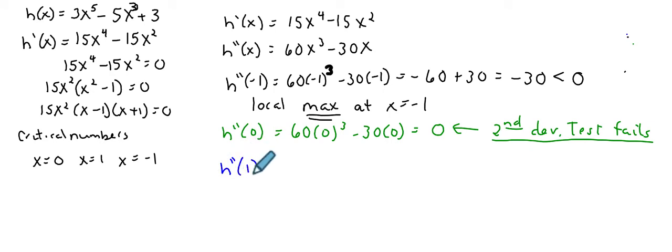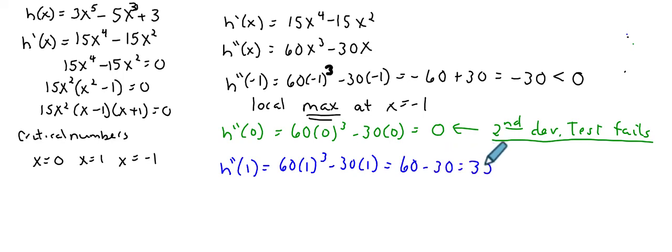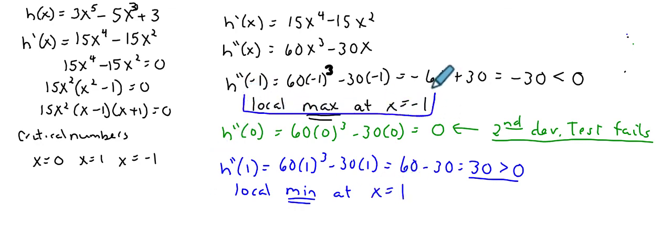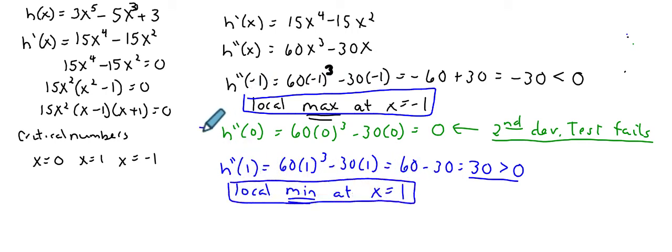So our second derivative at 1. Well, that's going to give me 60 minus 30, which is positive 30, which is greater than 0. And if my second derivative at my critical value is positive, that means I have a local minimum at x equals 1. So I figured out 2 of my extreme values. And notice it didn't take me too long to do that. But I have a problem with this one here at 0. So the second derivative test did not work for this critical value.